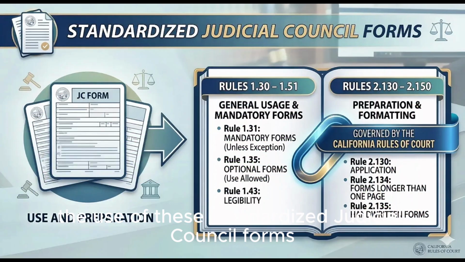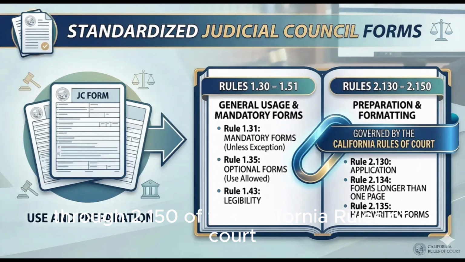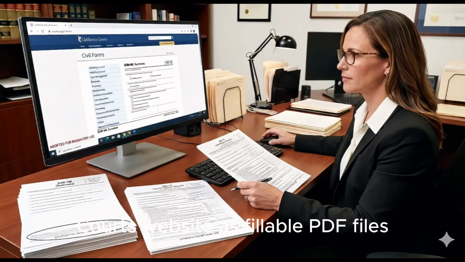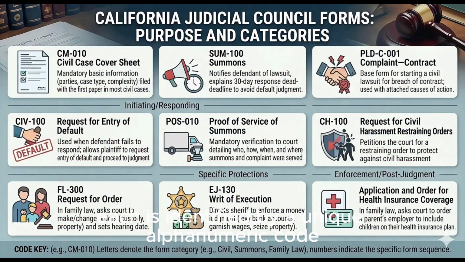The use of these standardized Judicial Council forms is governed by Rules 1.30 through 1.51 and 2.130 through 2.150 of the California Rules of Court. These forms are available online at the official California Court's website as fillable PDF files. Each is identified by a unique alphanumeric code indicating its category and specific purpose, such as initiating a lawsuit, serving process, requesting court orders, or addressing post-judgment matters.